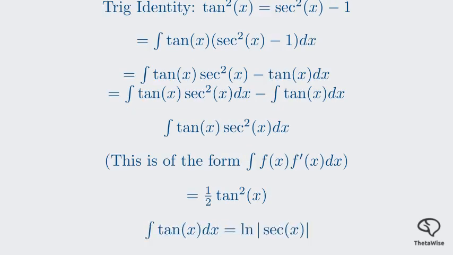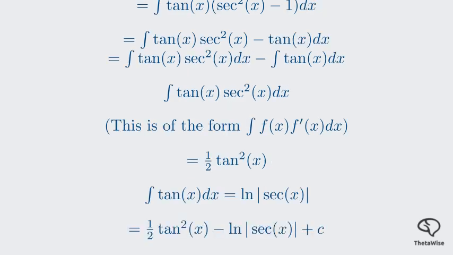The integral of tangent of x is, as we've seen before, the natural logarithm of the absolute value of secant of x. Combining our two results gives us the final answer. 1/2 tan squared of x minus the natural log of the absolute value of secant of x plus c. This is the exact same answer as the long integration by parts method. The important lesson from this example is to always think creatively. Trig identities can be powerful tools that sometimes make an integral much easier than a more direct application of a complex technique like integration by parts.